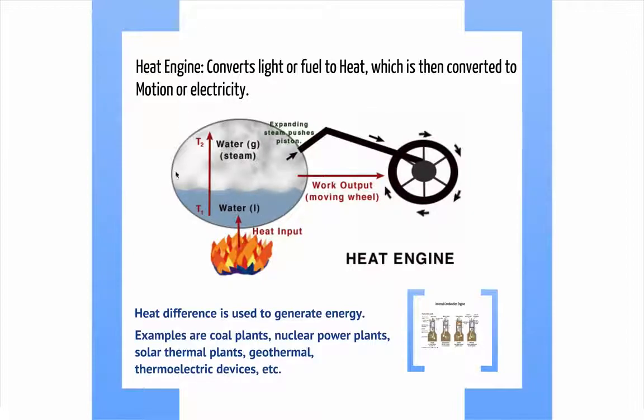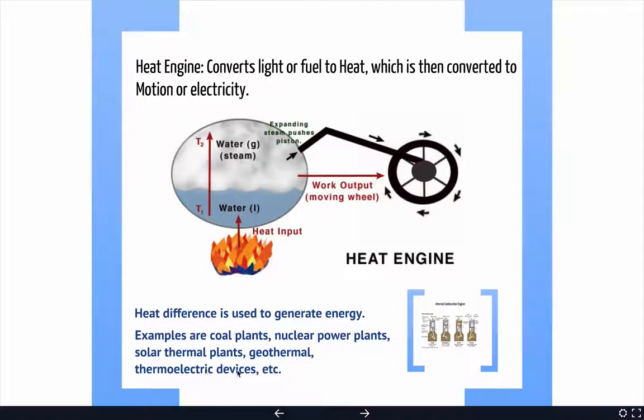And of course, we can define this entire system as a closed system and define laws of thermodynamics around it, which is exactly what we do. So the key concept to understand is that the heat difference is used to generate electricity or generate energy. Again, we've seen this several times. I will repeat it until it becomes intuition. Examples, of course, are coal plants, nuclear power plants, solar thermal plants, geothermal plants, and also thermoelectric devices like the Peltier device that we saw in the last lecture.